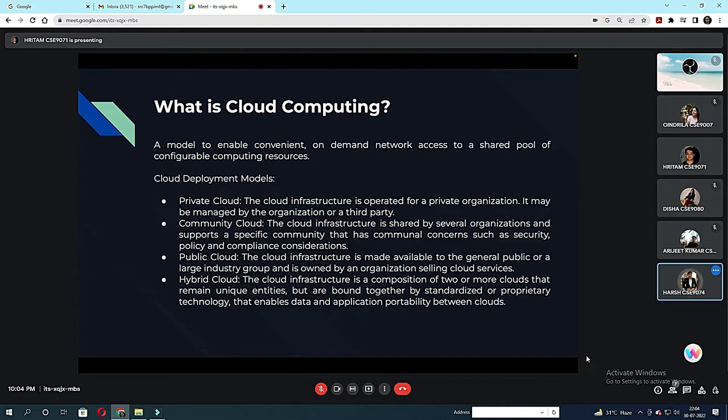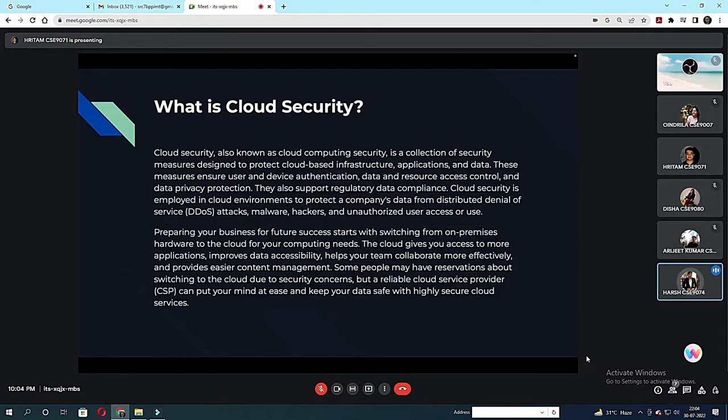Public cloud: the cloud infrastructure is made available to the general public or a large industry group and is owned by an organization selling cloud services. Hybrid cloud: the cloud infrastructure is a composition of two or more clouds that remain unique entities but are bound together by standardized or proprietary technology that enables data and application portability between clouds. Now my friends will discuss more deeply how we deal with the security of the cloud.